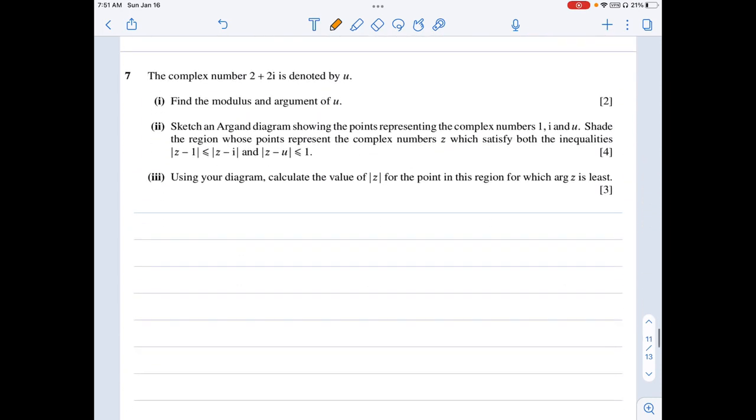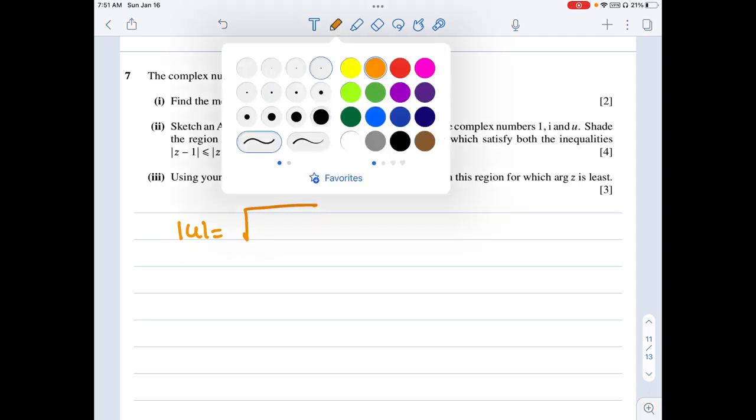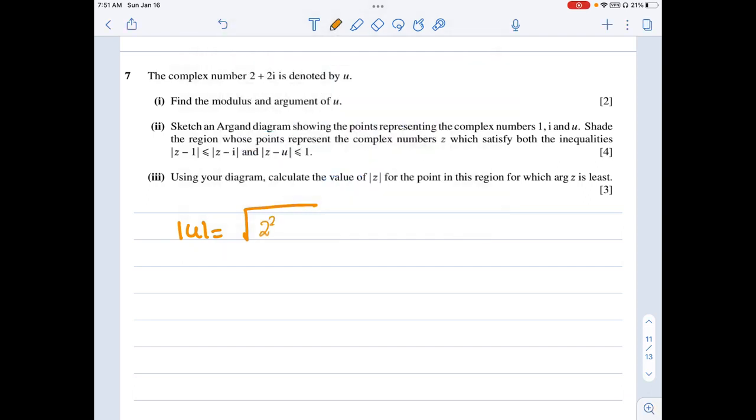Coming to question number 7, a complex number 2 plus 2i is denoted by u. Find the modulus of u. Modulus of u will be square root of 2 square plus 2 square, which is square root of 8, which is 2 root 2. Then argument of u is equal to tan inverse 2 upon 2, which is π upon 4.